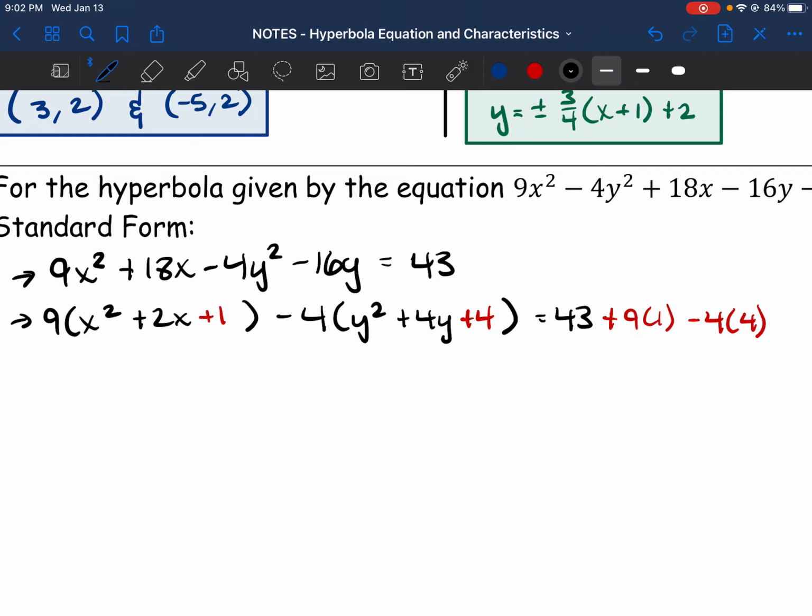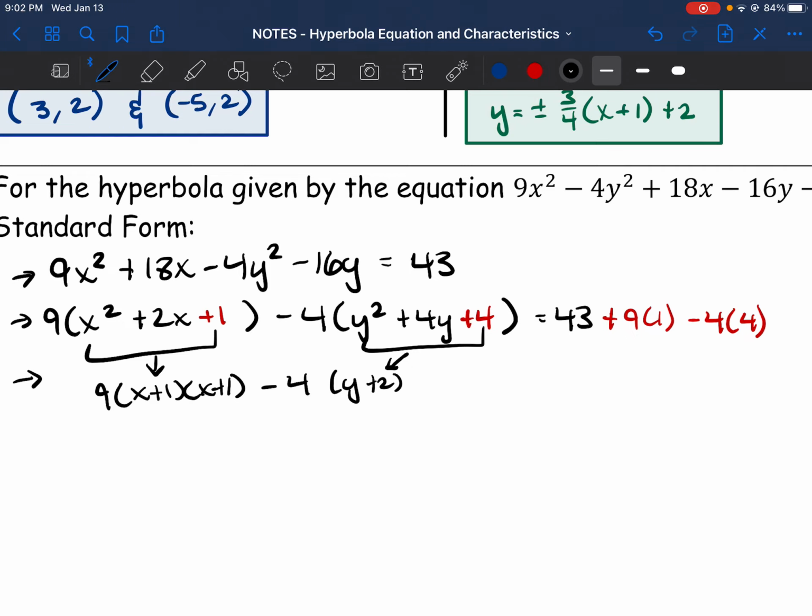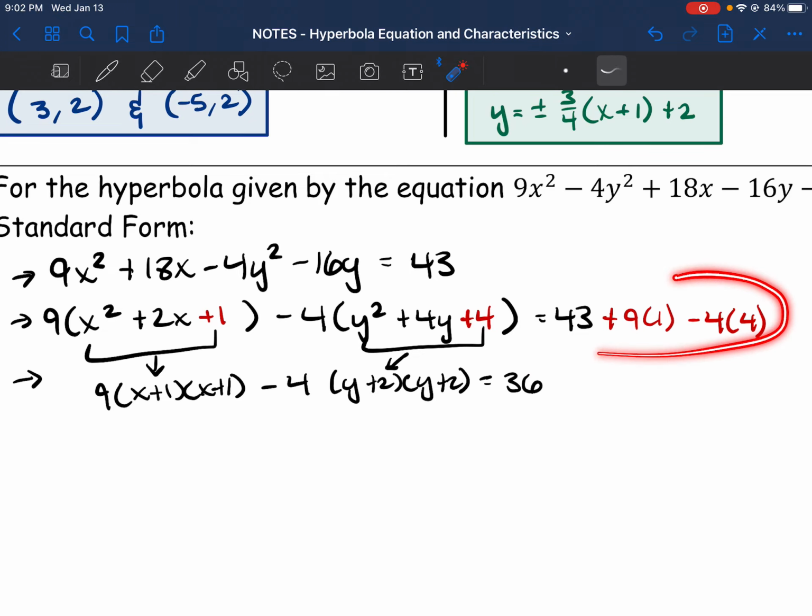All right, so continuing to simplify here, we can see that x squared plus 2x plus 1 is going to be x plus 1 times itself, with the 9 on the outside. The y squared plus 4y plus 4 is going to be y plus 2 times itself, y plus 2 times y plus 2. And for these constants right here, 43 plus 9 minus 16 is going to give you a 36.